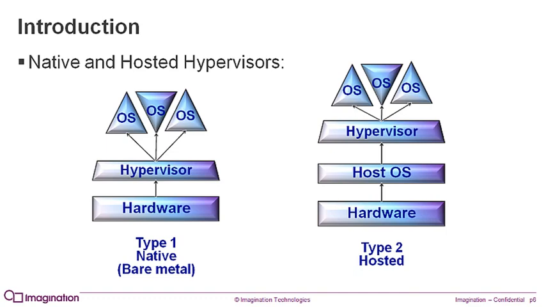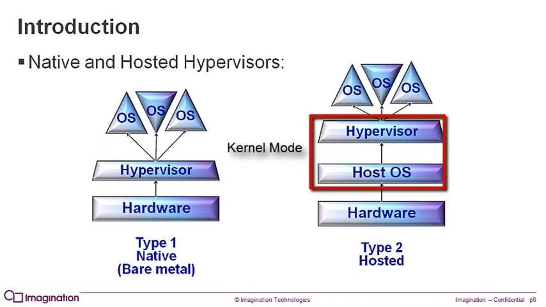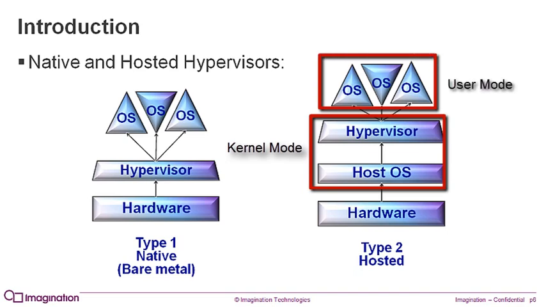On a standard MIPS core, the Type 2 hypervisor would run in kernel mode and the guest OSs would run in user mode. In this way, any access that the guest OS tries to make to a privileged region of memory or execute a privileged instruction will cause an exception that is handled by the hypervisor running in kernel mode.